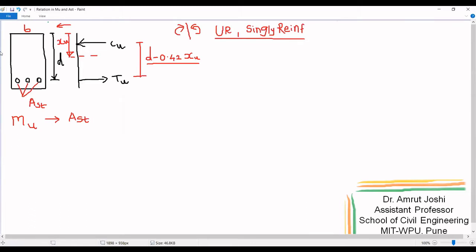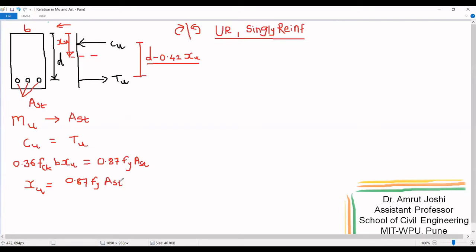To derive this relation, let us first write down Cu equal to Tu. This is required for equilibrium. Now let me write down the value of Cu. Cu is 0.36 fck b XU and Tu is written as 0.87 fy AST. By equating Cu and Tu, we will be able to write XU as 0.87 fy AST divided by 0.36 fck b.